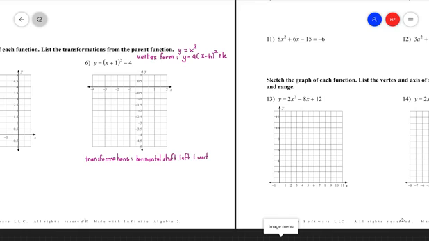And then on the end there we have that minus 4, which we take as it is. And minus 4 would take me vertically down 4 units. So we're going to take our parent function, which normally starts at 0, 0, left 1 unit, and down 4 units. So normally we would start here in the center, but we're not going to start there. I'm going to go left 1, down 4.